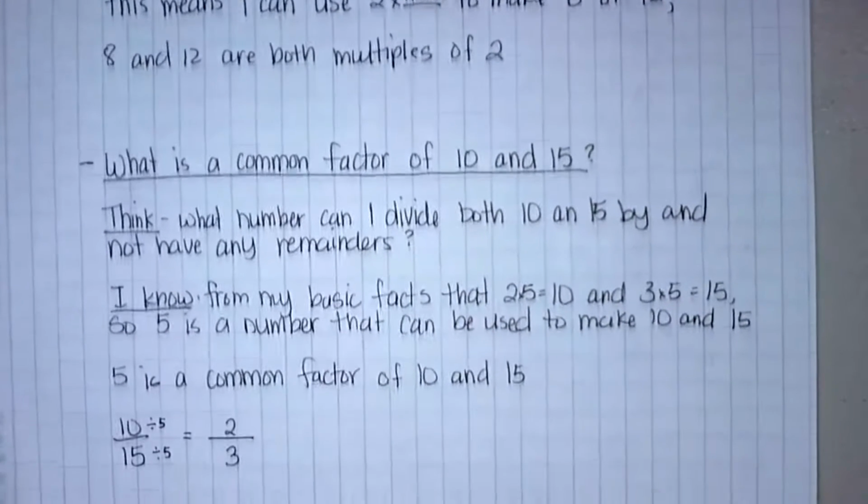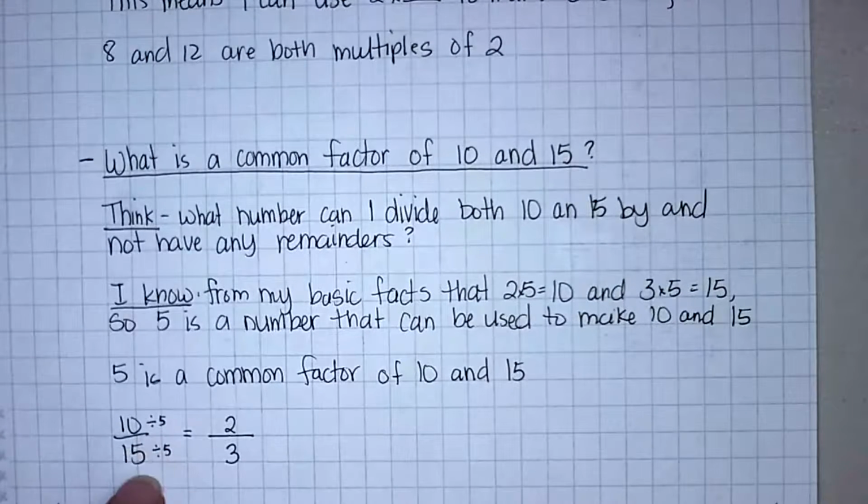So if I had the fraction 10/15, or 10 over 15, I can divide both the numerator and the denominator by 5. 10 divided by 5 is 2. 15 divided by 5 is 3. So 10 over 15 is equivalent to 2/3, or 2 over 3.